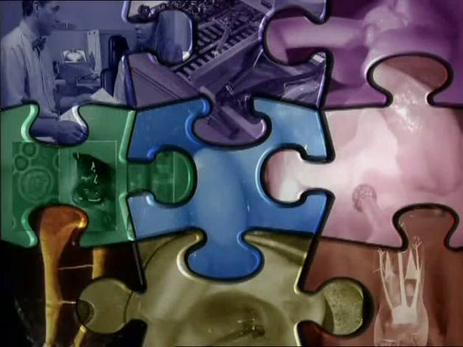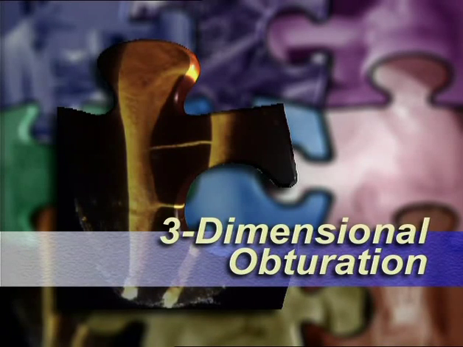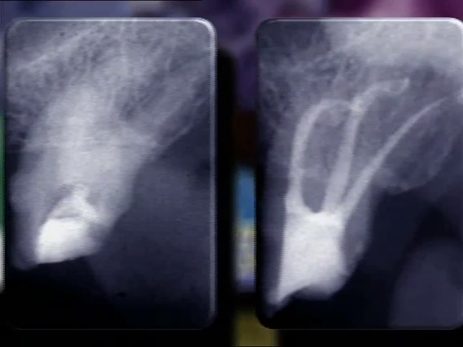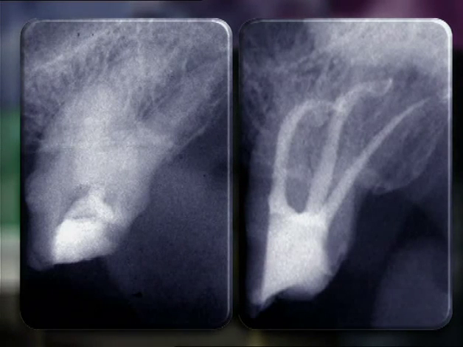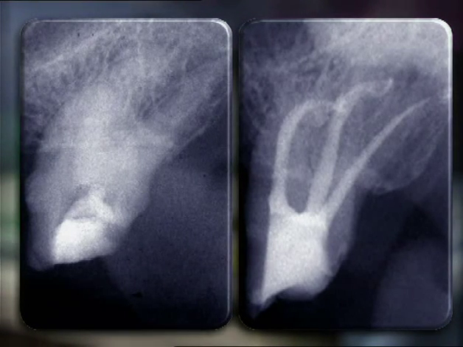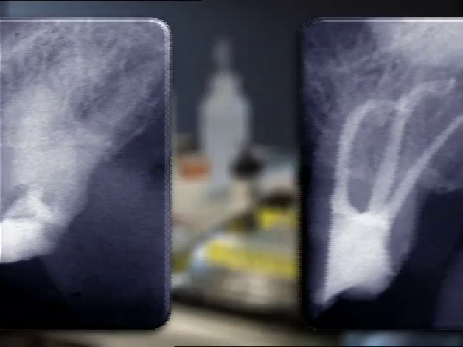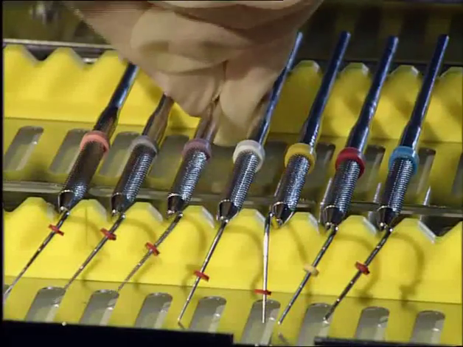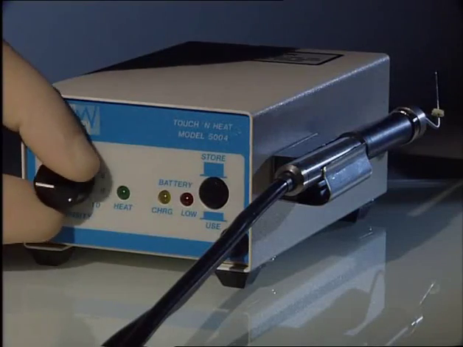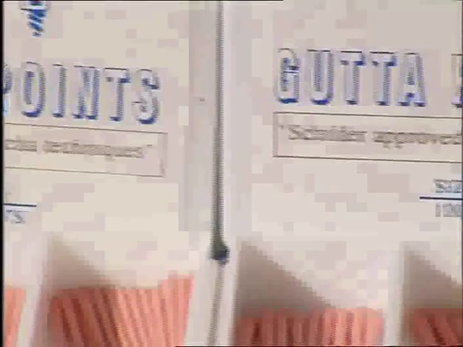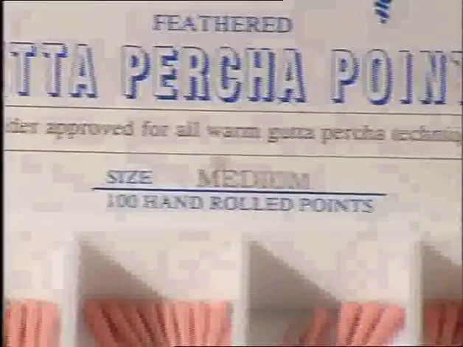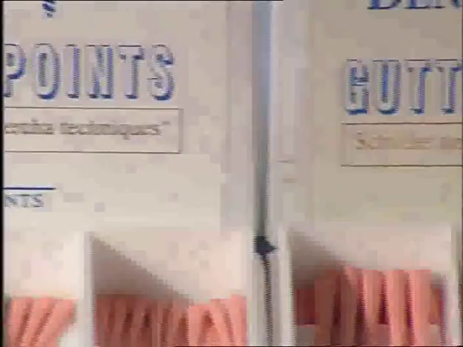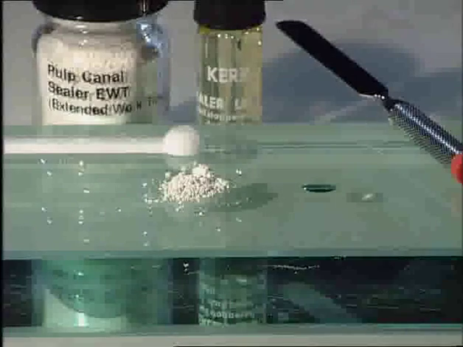With the root canal filling, we try to achieve a three-dimensional obturation of the root canal system. Vertical compaction of warm gutta-percha consistently produces dense, dimensionally stable, three-dimensional root canal fillings. Lateral canals are filled with extraordinary frequency. The following armamentarium is used: shoulder plugger, the touch and heat instrument, non-standardized feathered gutta-percha sizes fine medium, medium, large, and Kerr Pulp Canal Sealer extended working time.